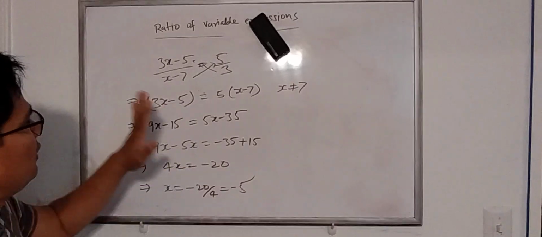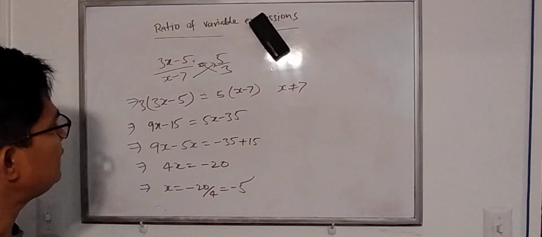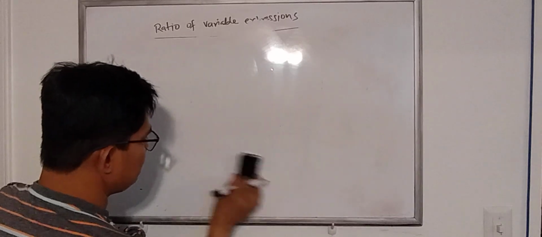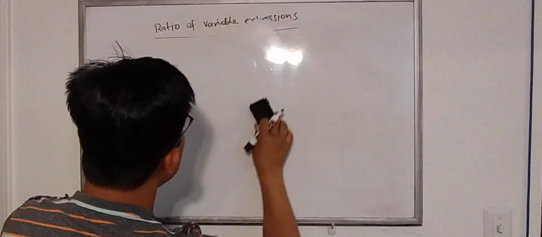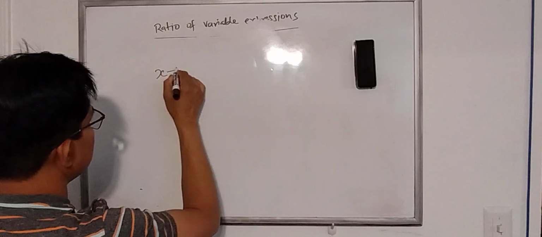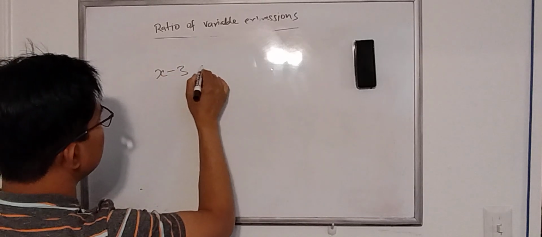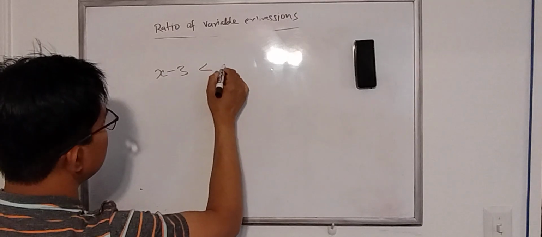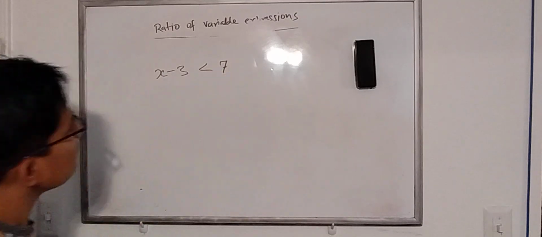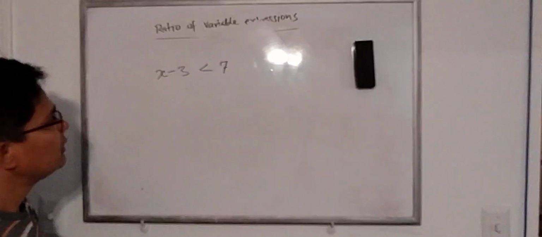So now you understood this. Now let's think about what if you have an inequality. Okay. So let's say x minus 3 is less than 7. This is very simple.